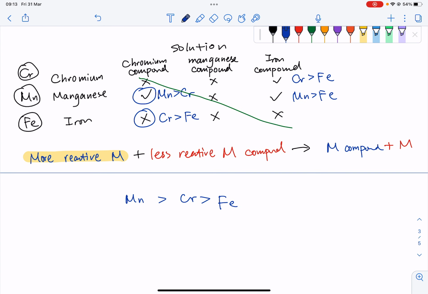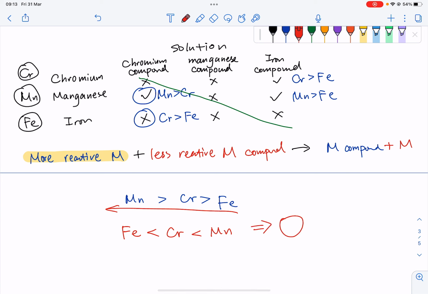But the question is asking about increasing order, so we should do it in an opposite way, right? So I'll write iron is smaller than chromium, smaller than manganese. So if we take a look at the options, this one should be choice A.